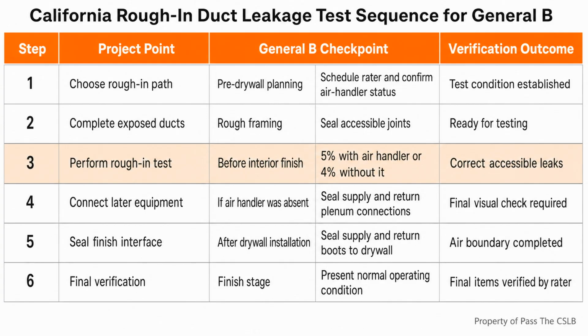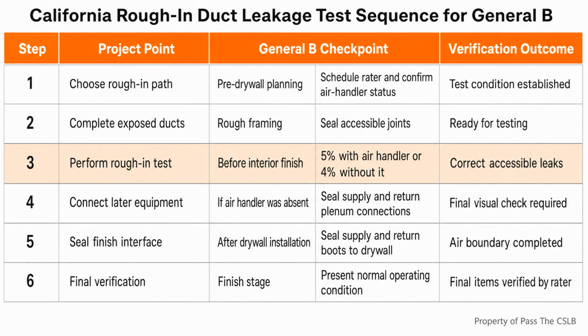I put the rough-in pathway on screen because the order is worth remembering. When that pathway is chosen, the exposed duct system is installed and sealed first. Next, the contractor chooses whether the rough-in test will occur with the air handler installed or without it. Then the test happens before interior finish, accessible leaks are corrected, and only after that does concealment move forward.